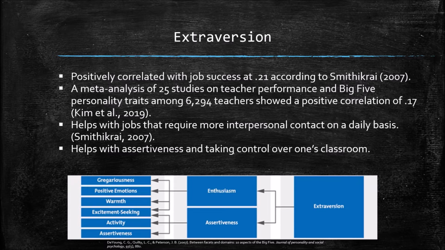Right? So, extroversion as a trait is going to be positively correlated with job success at 0.12, according to Smith-Acry in 2007, in their analysis. And so, as you can see, it's pretty heavily correlated right away with teacher success or teacher effectiveness. And the meta-analysis of 25 studies on teacher performance and Big Five personality traits among 6,294 teachers showed a positive correlation of 0.17, and that's Kim et al. 2019. And so extroversion is going to help with jobs that require more interpersonal contact on a daily basis, right?